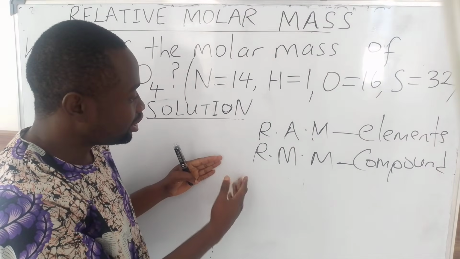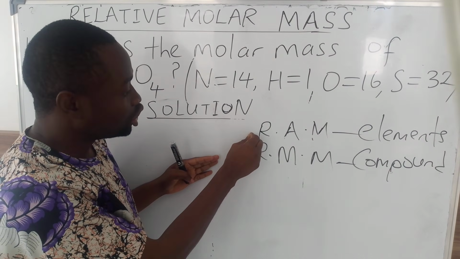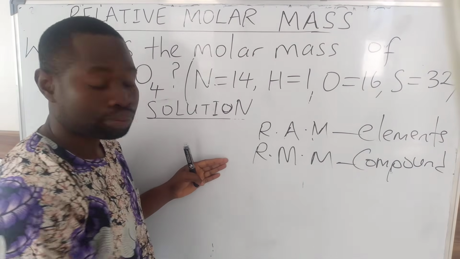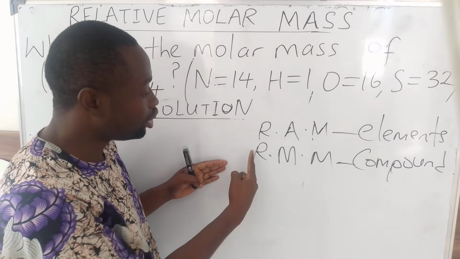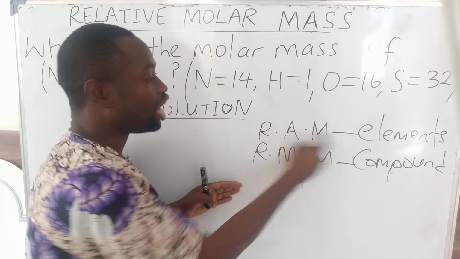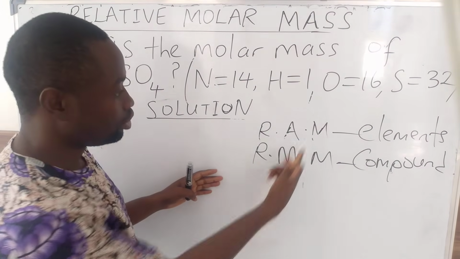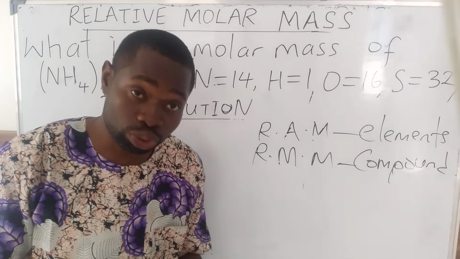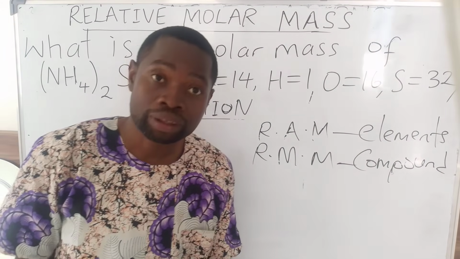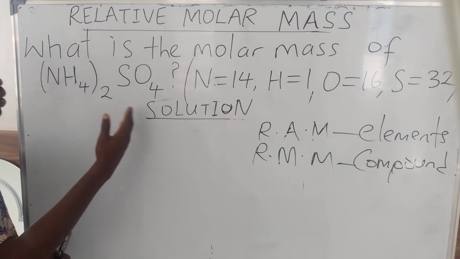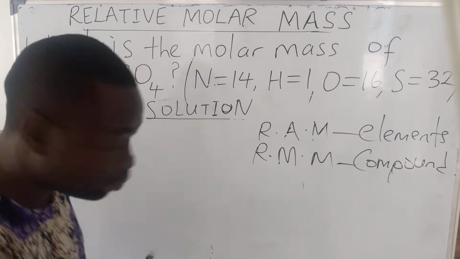Now, what is the relationship between atomic mass and molecular mass? To calculate relative molecular mass, you are going to use relative atomic mass, because this one is for elements, this is for compounds. Of course, you know that a compound is a combination of two or more elements chemically combined together.